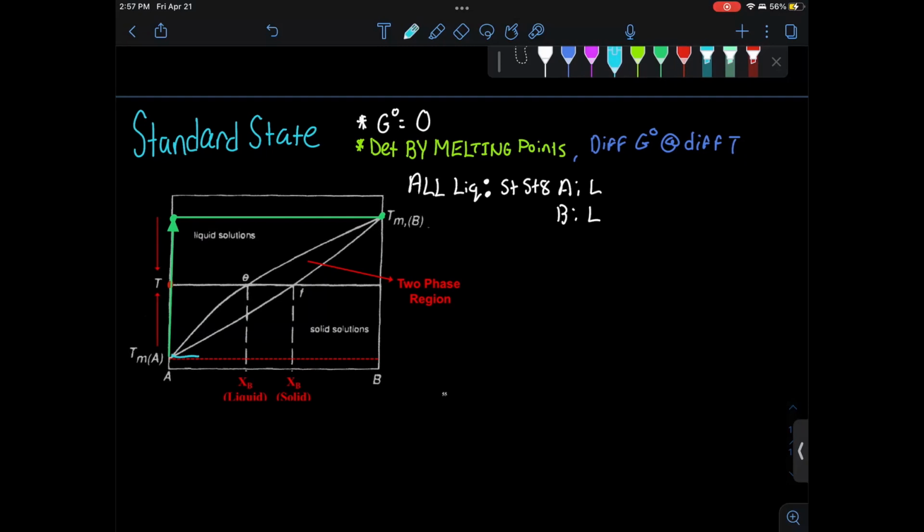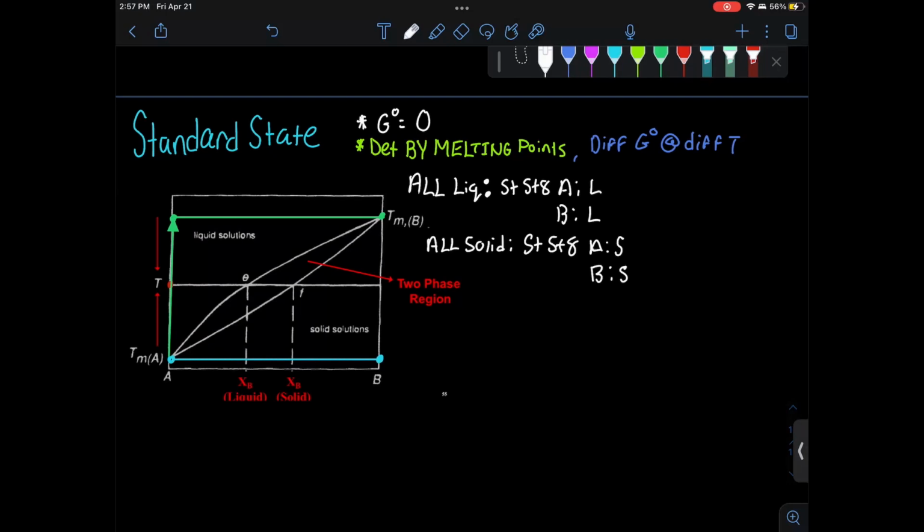Now, let's go down here to this blue line. Now, we have all solid. Let's try to find standard states for A and for B. Let's start at B. If we have all B, well, we have a solid. If we go over and we have all A, well, we also have a solid.